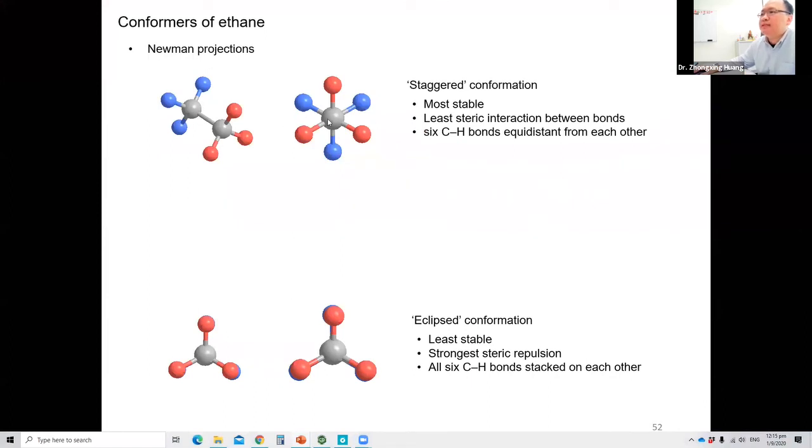So to draw this, we already tried, right? That's called a staggered conformation. Six CH bonds equidistant from each other.